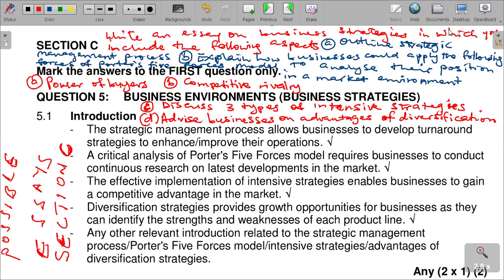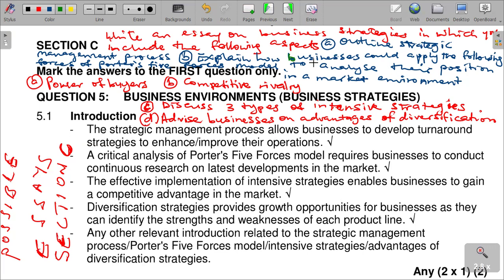Just check on the board there. I'm bringing to you possible essays, Business Studies, Section C. You know that in Section C, you are given two questions and you are expected to answer one question. Like I have already said in Section A of our question paper, make sure that you don't answer all of the questions. You answer exactly the question that you know the best.